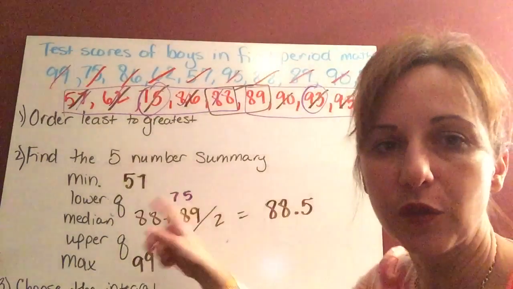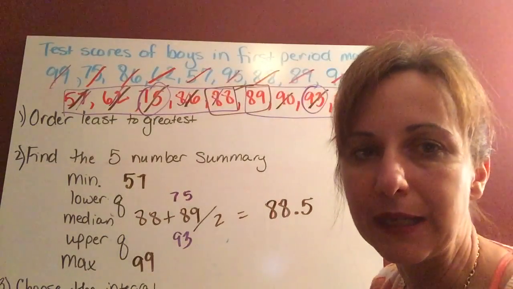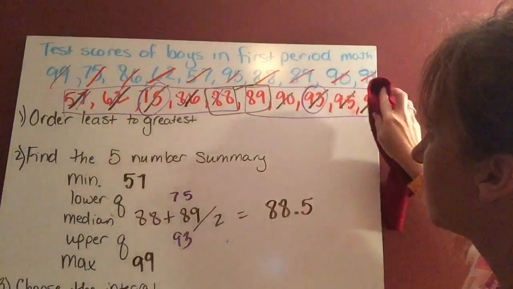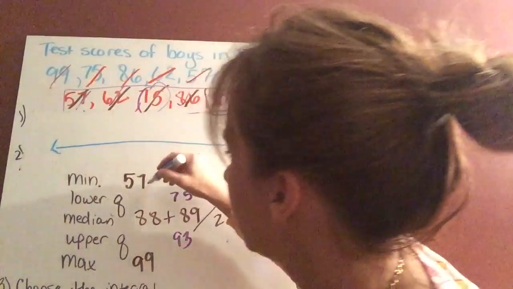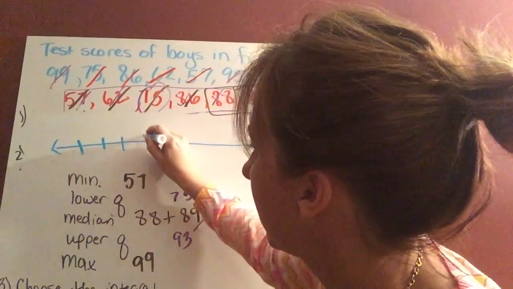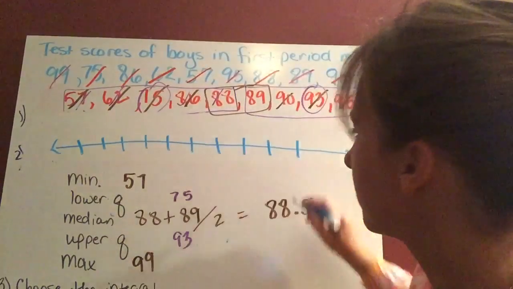All right, so I have to start with 57, and I have to get to 99, and I have to count by even intervals. I would say the best interval for us to use is to count by 5s. And so we need to start counting by 5. So we're going to start with 55, 60, 65, 70, 75, 80, 85, 90, 95, 100.